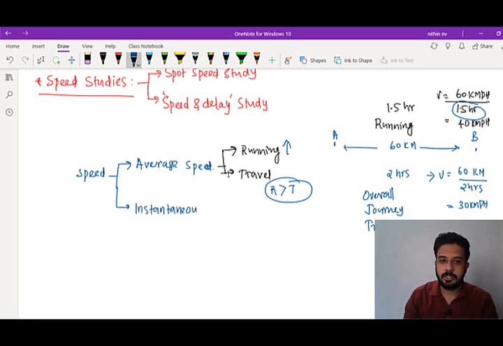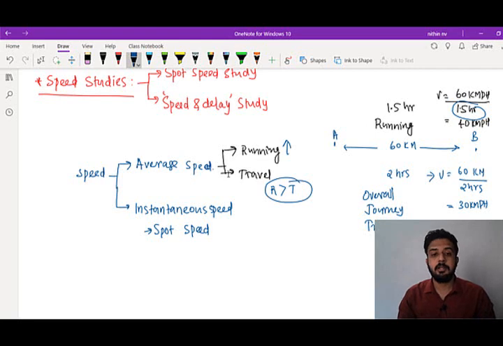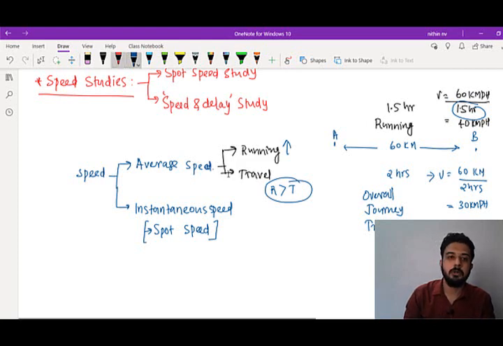At a particular instant, what is your speed? I can also call this instantaneous speed spot speed. What is the definition of spot speed? Nothing but the instantaneous speed. So at that spot, what is the speed? Spot speed is very, very important in our traffic analysis.